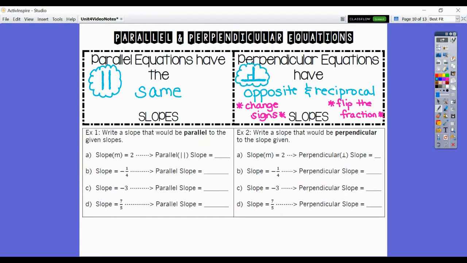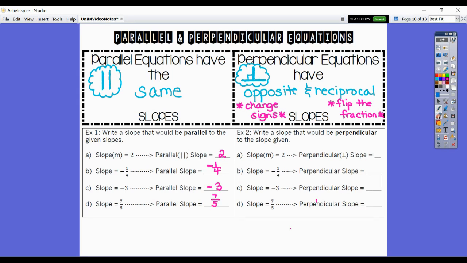Let's go ahead and practice given a slope, making it parallel. If the slope given is 2, the parallel slope is 2. If the given slope is -1/4, the parallel slope is -1/4, and you could put that negative either to the 1 or to the 4. Choose one, not both. Slope of -3, the parallel slope is going to be -3. And then if your slope is 7/5, your parallel slope is 7/5.